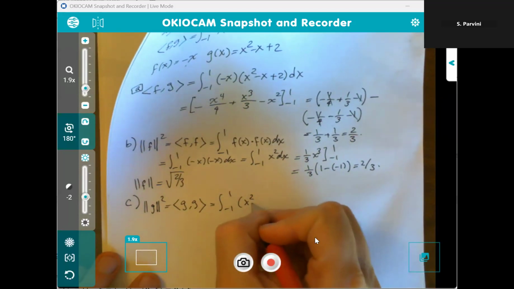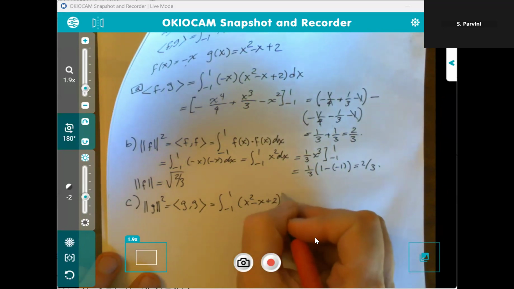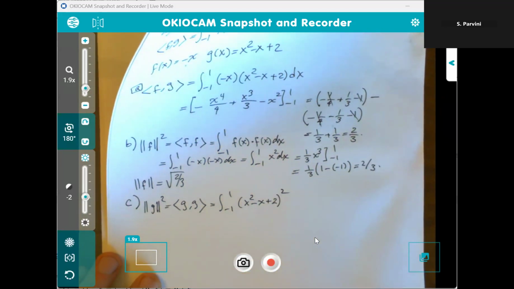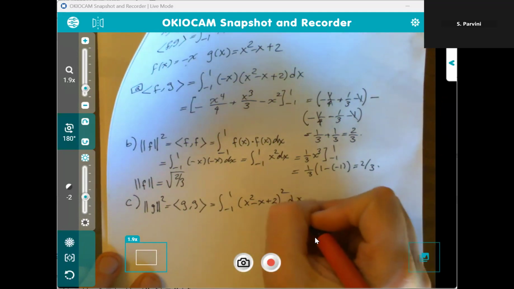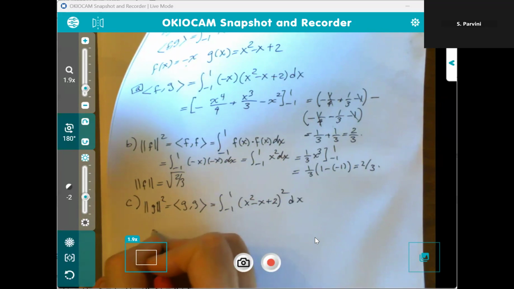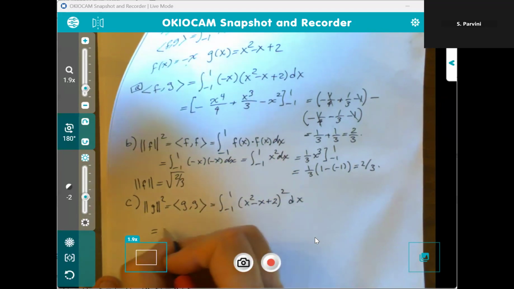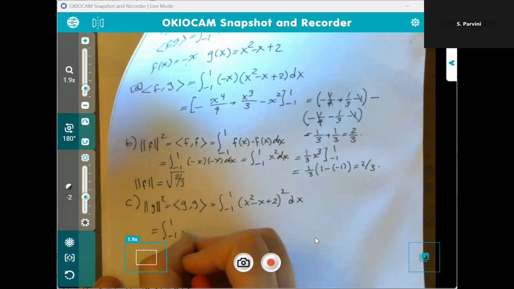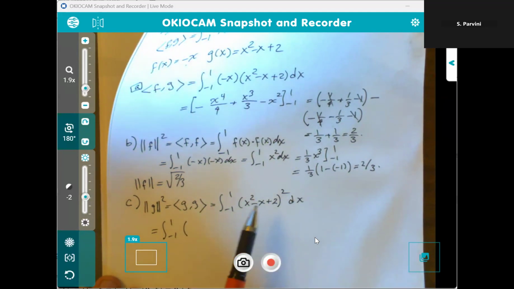That's going to be (x squared minus x plus 2) squared because you're multiplying it by itself, right? dx, and now I can expand this trinomial from -1 to 1. And one way you can expand this, you can write it as a quadratic times quadratic, FOIL, distribute, combine like terms, and all that stuff. So that's one way to do it.